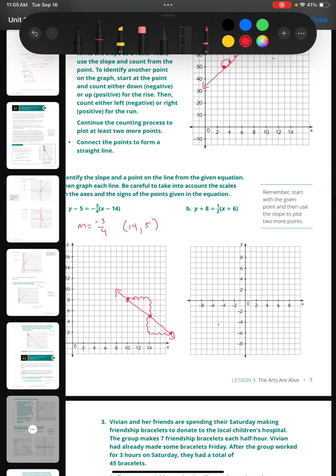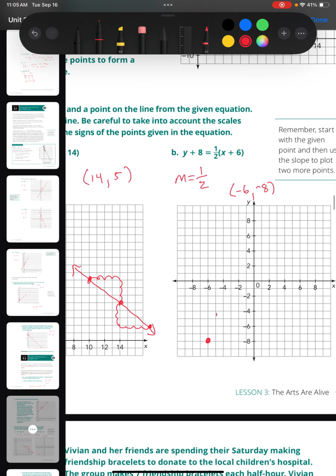All right, for B, same thing. We got a slope of 1/2 and a point. x plus 6 means x is negative 6. y plus 8 means y is negative 8. So negative 6, negative 8 is right down here. So there's our starting point. And now we have a positive slope, so we're going up with the numerator. Up 1, right 2. So there is our graph of that line.